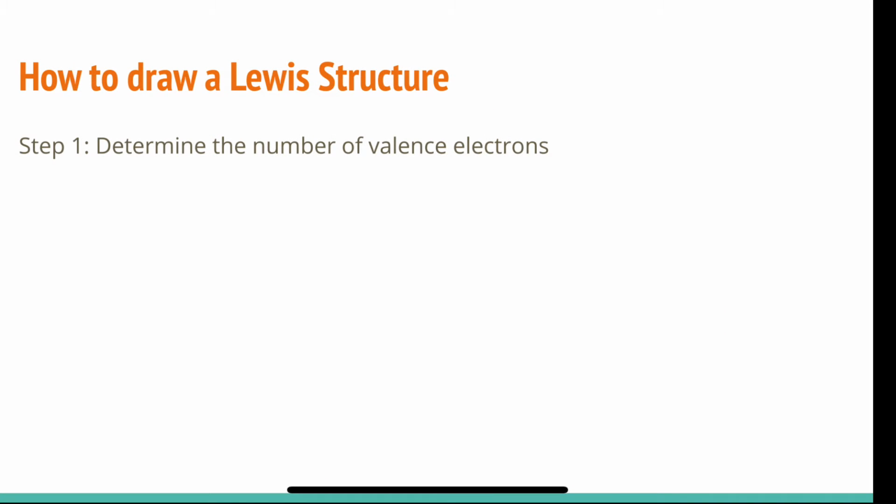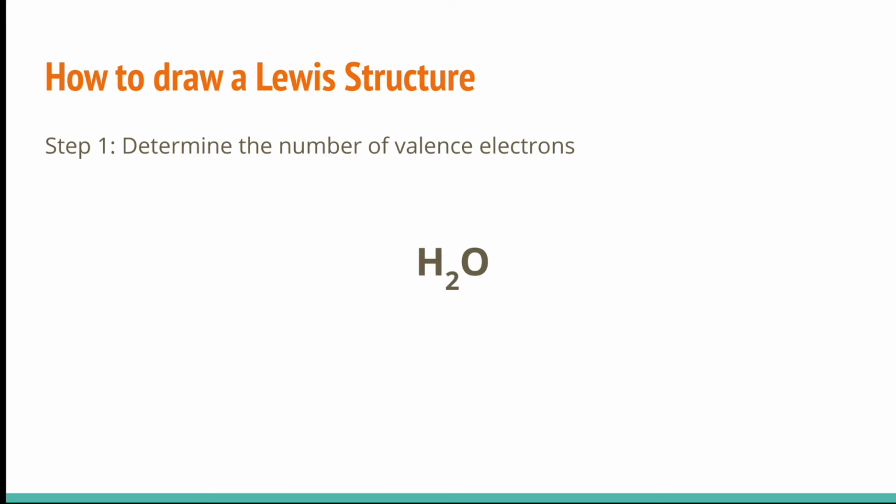The first step in drawing a Lewis structure is to determine the number of valence electrons. The valence electrons will be depicted as dots in the diagram. To understand this, I will use H2O, also known as water, as an example.